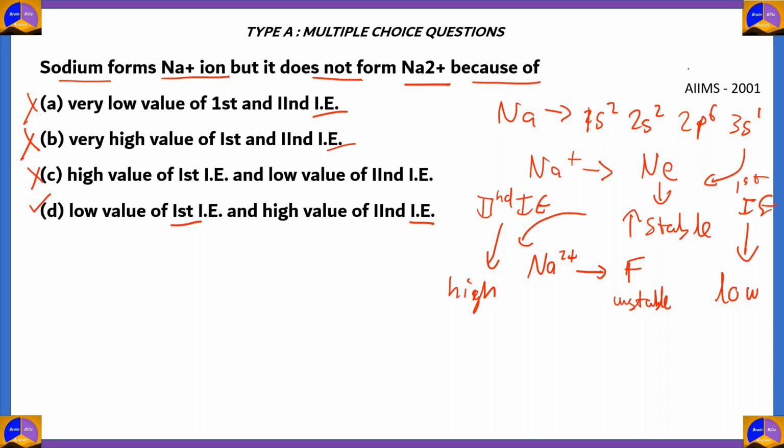So for the value of ionization energy to increase, you have to remove an electron from a stable configuration. If you remove an electron from a stable configuration, the ionization energy of that electron will be very, very high compared to the others. That's why option D is the right option, because sodium has atomic number 11 and 10 is stable. 9 becomes unstable, which is why it forms the Na+ ion but not the Na2+ ion.